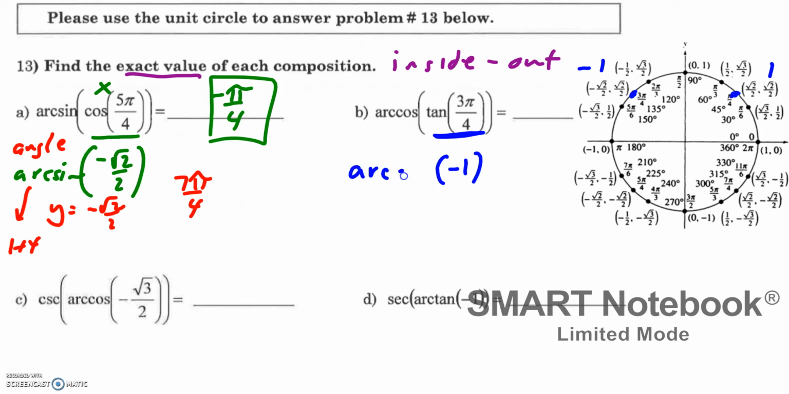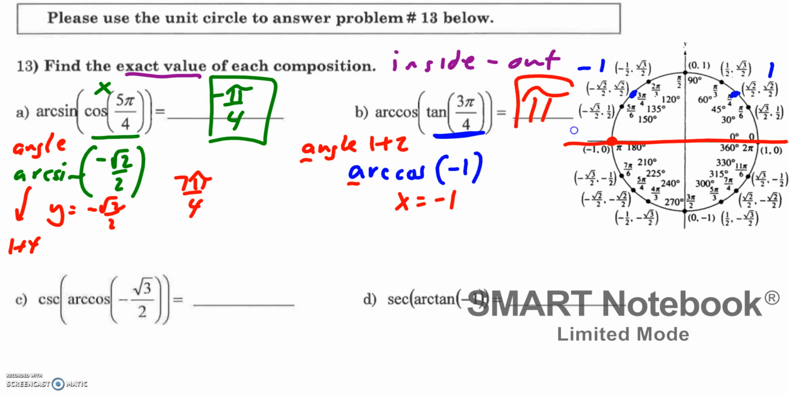And now we're trying to find the arc cosine, or the angle. And our cosine is restricted to quadrants 1 and 2 this time, so up here, where the cosine value is negative 1, or the x value is negative 1. There's only one place where that's true, right there at pi. And pi is within our first and second quadrant, I would say, so we're good to go with our answer as the angle of pi.